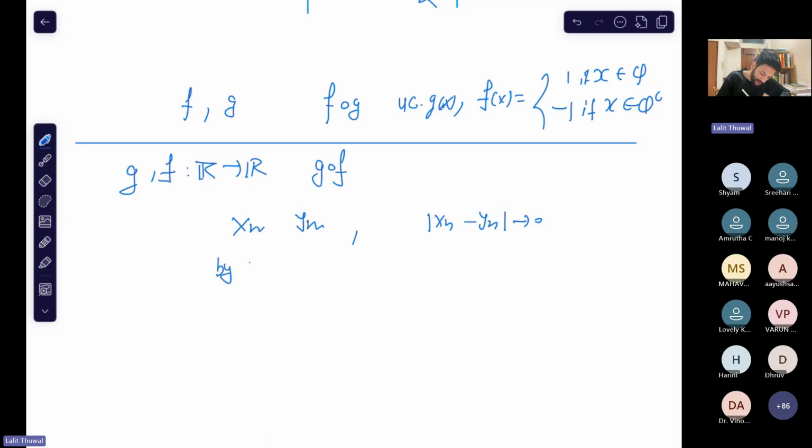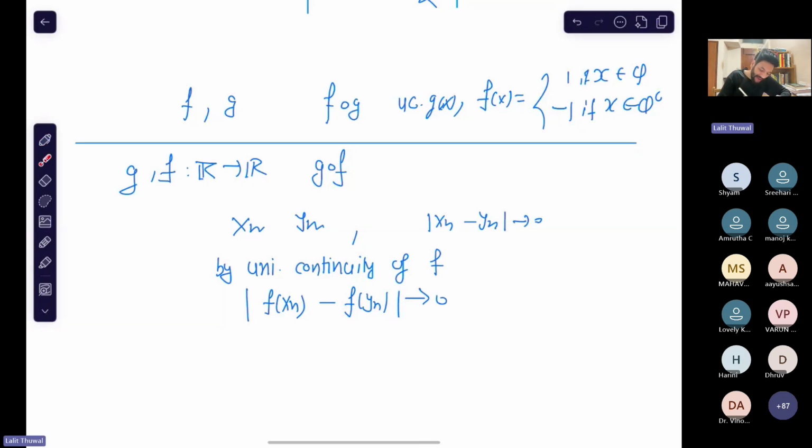Then by the uniform continuity of f, we have that the sequences f(xn) and f(yn) satisfy this, because f is given to be uniformly continuous. Now we have two sequences f(xn) and f(yn) in R. Their difference sequence goes to 0, right? So now in place of xn and yn, we have f(xn) and f(yn). They satisfy the same thing.